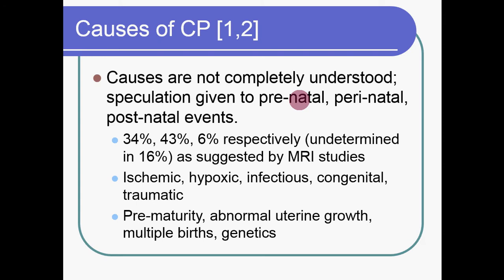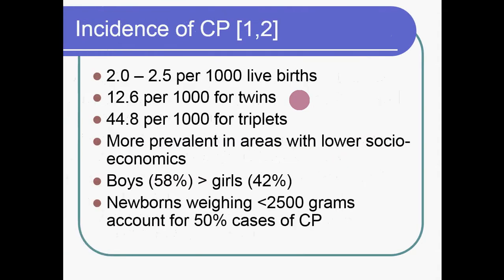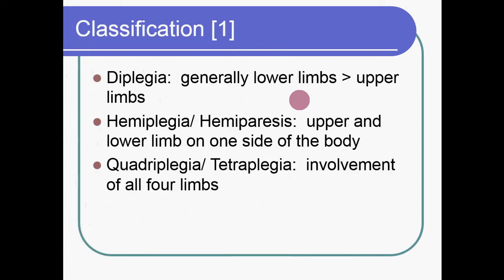The events are likely to be ischemic, hypoxic, infectious, congenital, or traumatic in nature, or they have been associated with prematurity, abnormal uterine growth, multiple births, or genetics. The incidence of cerebral palsy is 2.0 to 2.5 per 1,000 live births, 12.6 per 1,000 for twins, and 44.8 per 1,000 for triplets. More prevalent in areas with lower socioeconomics, boys outnumber girls, and newborns weighing less than 2,500 grams account for 50% of cases of cerebral palsy.